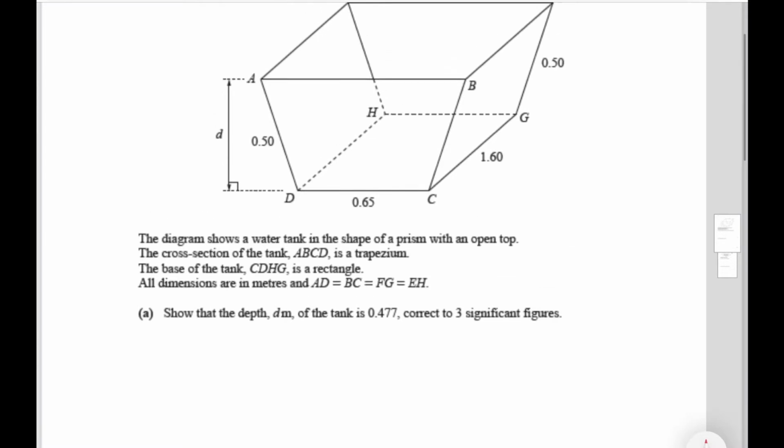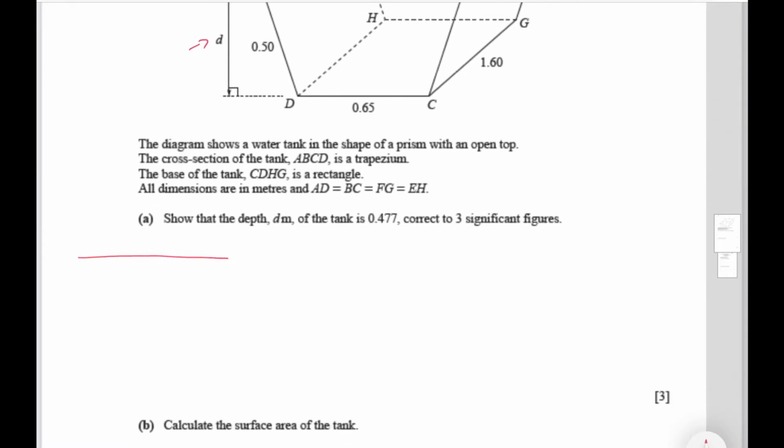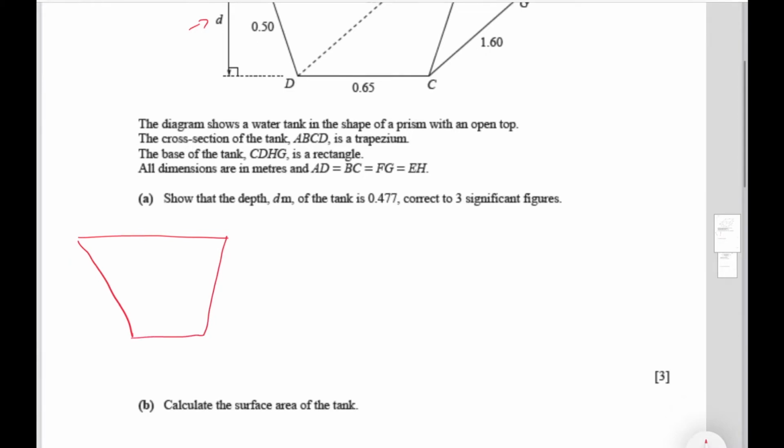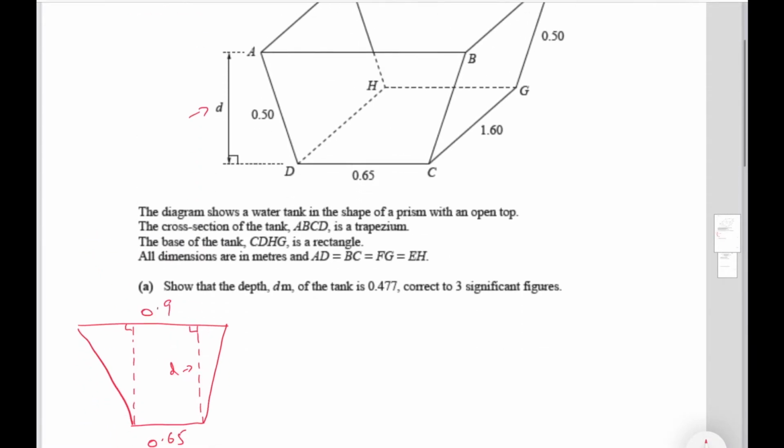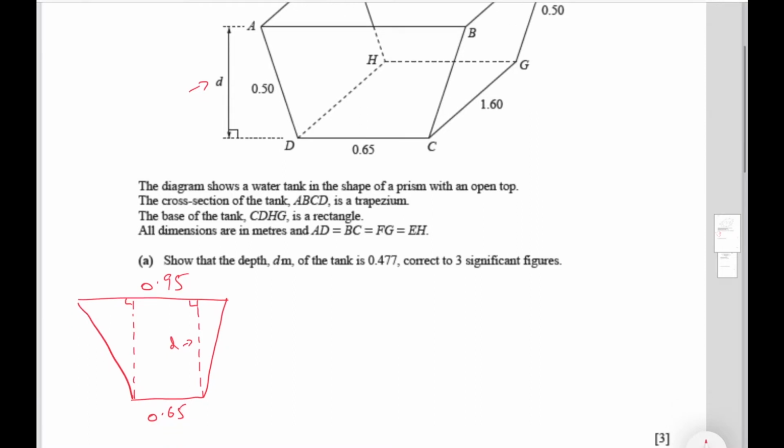Okay, so in order to find the depth D over here, how do we do that? First of all, let's draw this shape over here to make things simpler. Even though this is not the best of drawings, if I draw a dotted line like this and a dotted line like this, this dotted line is equal to D. This is what we are looking for. This right here is 0.65. The entire upper length is going to be 0.95. However, this is going to be 0.5. This is also going to be 0.5. So both are 0.5 at either ends.